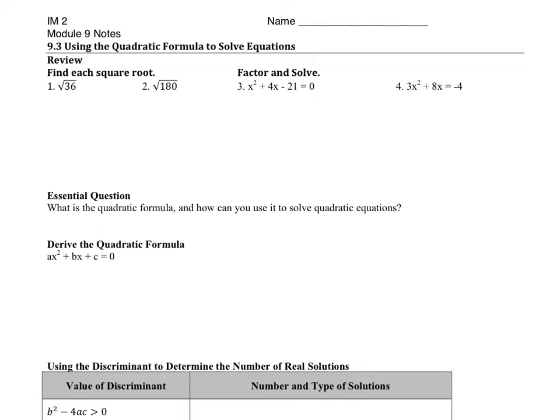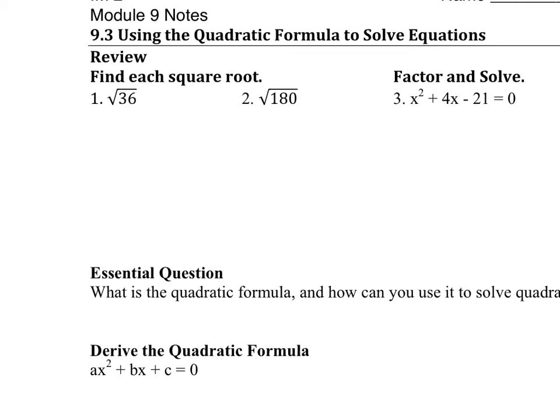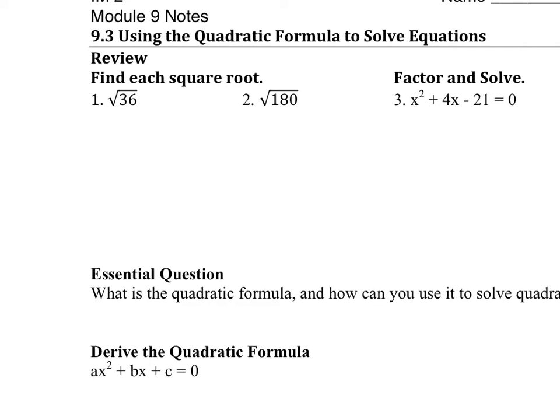All right, continuing with learning new ways to solve quadratic equations. So in 9.3, we're going to be talking about the quadratic formula. So a little review here. We're going to find the square root of each of these. I have 36, which breaks down to just 6. And then the square root of 180. This one's not a perfect square, so we're going to break it down.